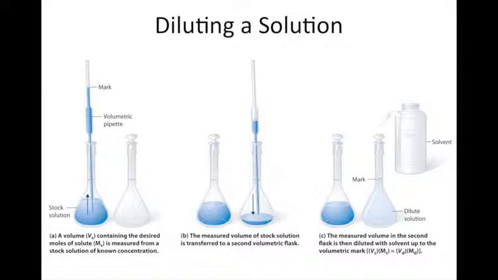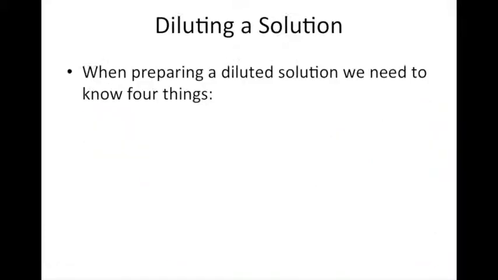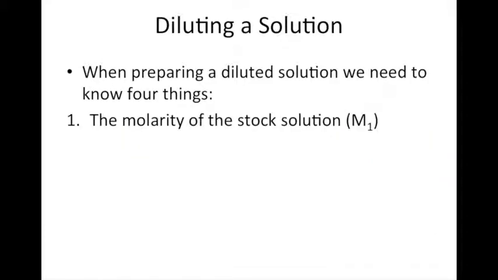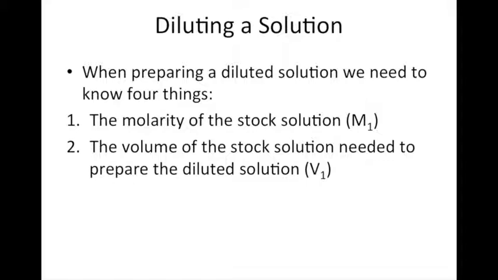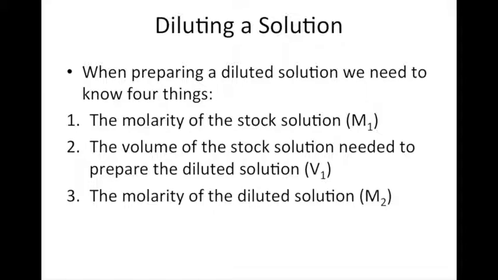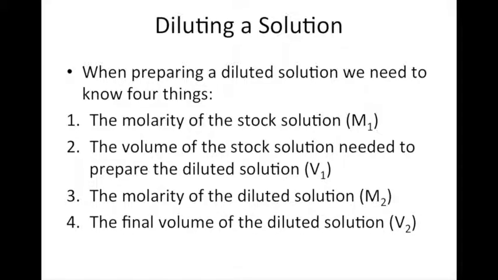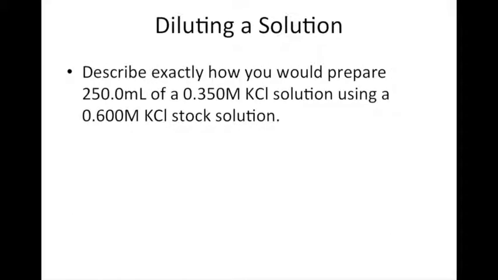But there's a few things we need to know. In order to prepare the solution, we need to really know four things. We need to know the molarity of the stock solution that we're using, and we call that M1. We need to know what volume of the stock solution we need to remove, and we'll call that V1. What molarity do we want our diluted solution to be? That's M2. And what volume do we want to end up with for our diluted solution? We call that V2. So let's take a look at a problem and see if we can describe how to prepare this solution. Pause the video, read through this, and see if you can figure out how to answer this question.